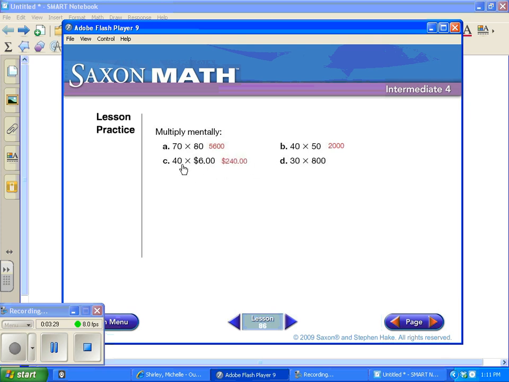$240. Myself, I think it's easier if you cover up the decimal point and zeros and just look at 40 times $6 and think 4 times 6, 24, tack on 1 zero, and that's your whole dollar amount, $240. Okay, now take a look at this one. Did you tack on 3 zeros to the end, 24,000?